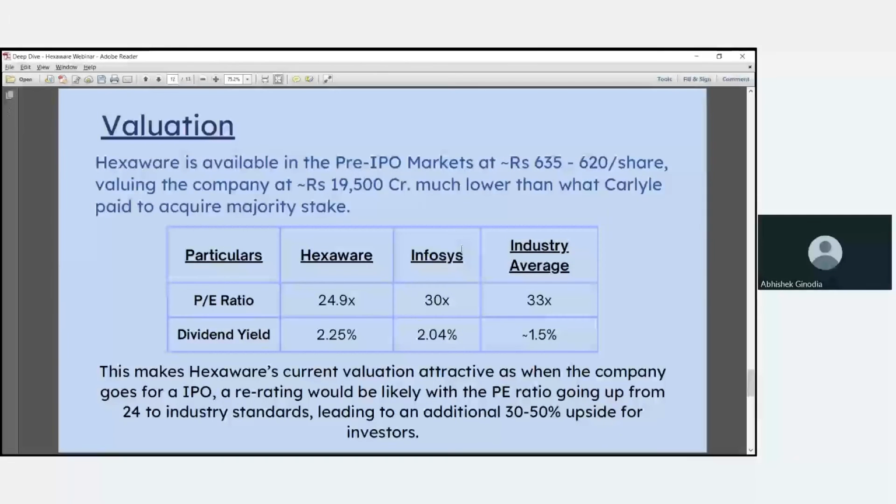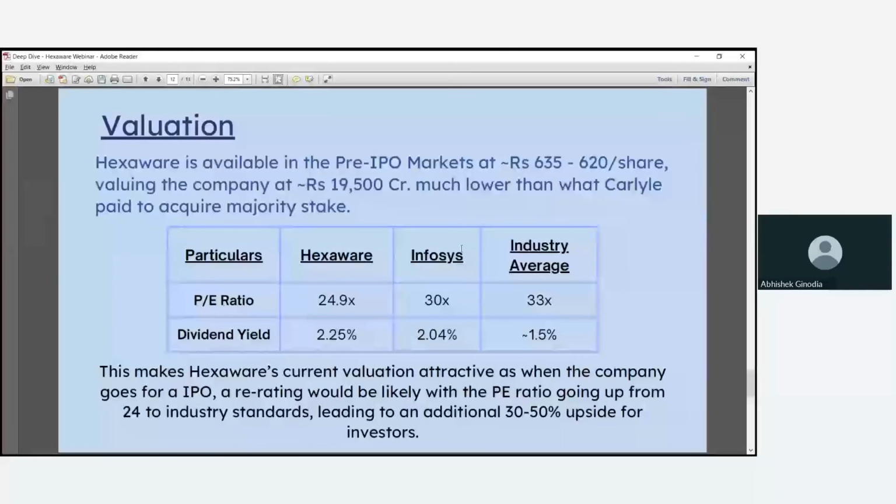In terms of fundamental valuations, Hexaware is at a PE of 24-25. It gives a dividend yield of 2.25%, whereas the industry average for IT firms is closer to 33-35. Fast-growing firms like Happiest Minds are at a much steeper PE ratio, I think close to 60-65. On the lower end, companies are at a PE ratio of 19-20. Therefore, we have taken an average for the IT space as 33. So we think there is a fair amount of 30 to 40% upside in terms of re-rating, apart from the general growth rate, which we will in any case experience for Hexaware.